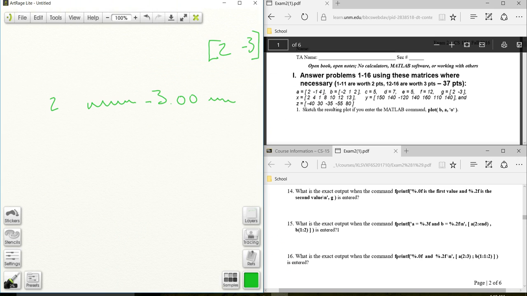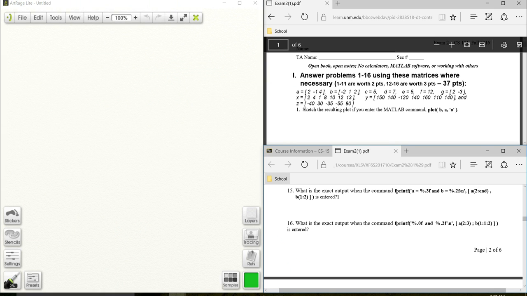And let's go on. What is the exact output when the command fprintf('a is equal to %.3f, b is equal to %.2f\n', [a(2:end), b(1:2)]) is run? Well, let's figure out this matrix first.